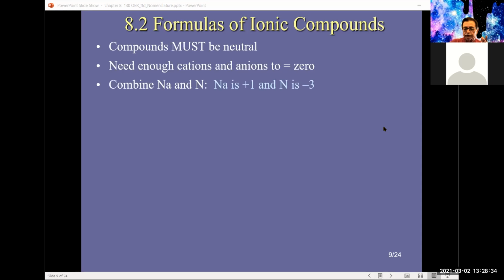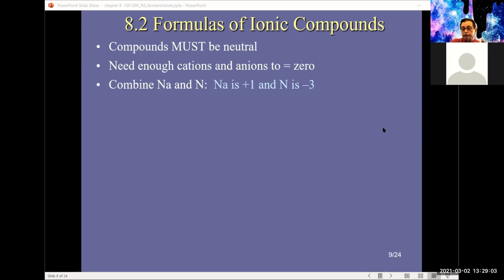So we end up with 0. So adding enough cations and enough anions equals 0. For example, combine sodium and nitrogen. Well, the first thing we need to do before we can combine anything is convert the element into the oxidation state. Sodium we know is in group 1. It's a metal. It's going to lose 1 electron, so its charge is a +1.